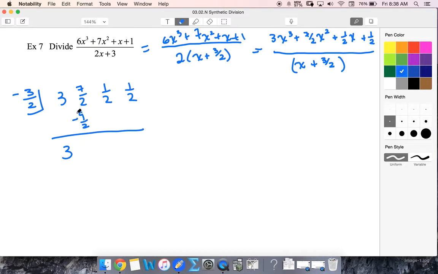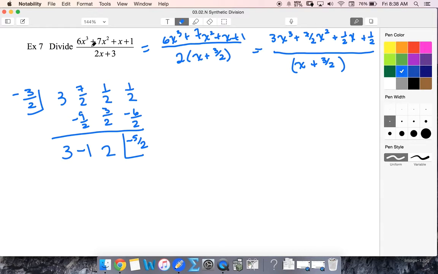If I subtract negative 9 over 2 and 7 halves, I'm going to get negative 2 over 2, same as negative 1. Multiply, positive 3 over 2. Add that up is 4 over 2, which is just 2. Multiply. Now I'm going to get negative 6 over 2. That leaves me with negative 5 over 2.